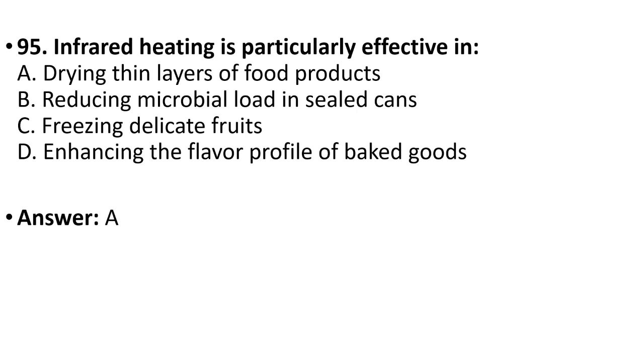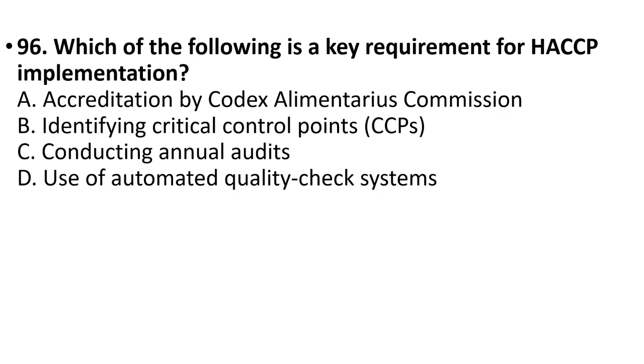95. Infrared heating is particularly effective in drying thin layers of food products, reducing microbial load, sealing cans, freezing delicate fruits, enhancing the flavor profile of baked goods. Your answer is option A, drying thin layers of food products. 96. Which of the following is a key requirement for HACCP implementation? Accreditation by Codex Alimentarius Commission, identifying critical control points, conducting annual audits, use of automated quality check systems. Your answer is option B, identifying critical control points.